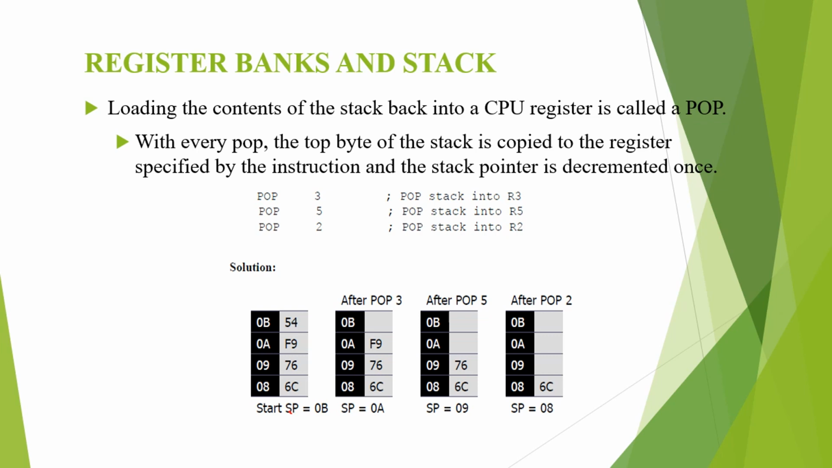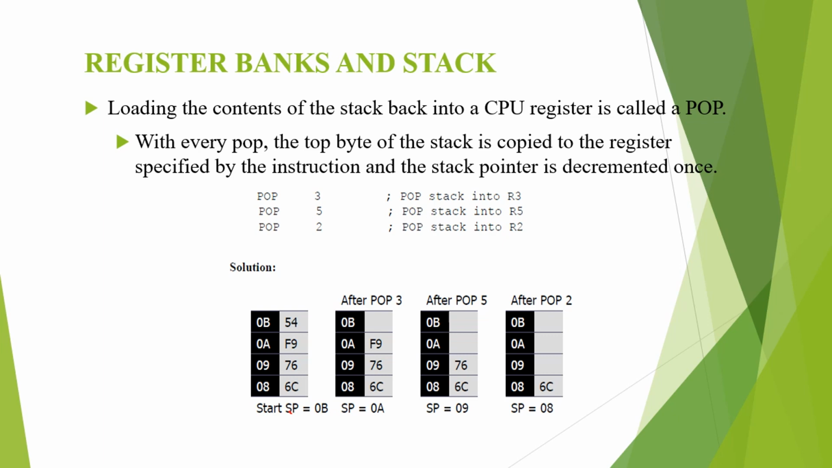Next is the pop operation. Loading the contents of the stack back to the CPU register is called the pop operation. With every pop operation, the top byte of the stack will be copied to the register which is specified by the pop instruction, and the stack pointer will be decremented by 1. Let us see an example to illustrate the pop operation. Pop 3, pop 5, pop 2.